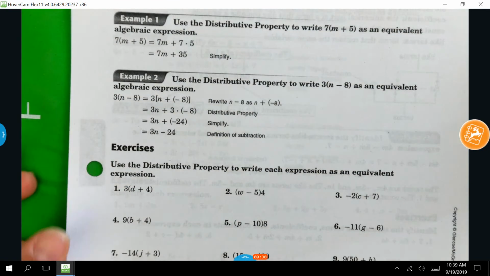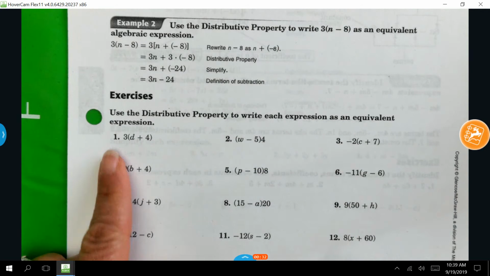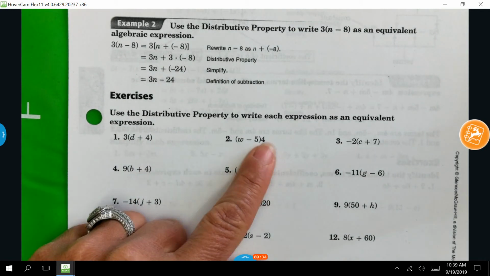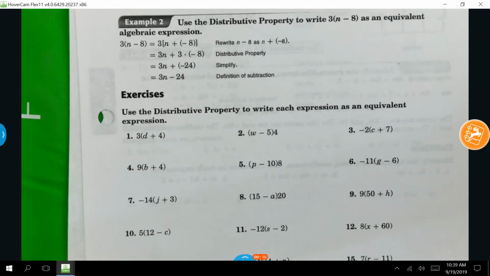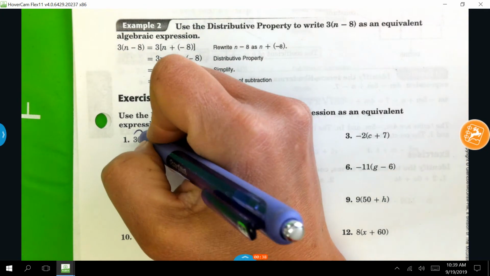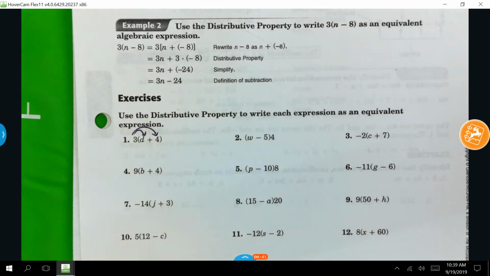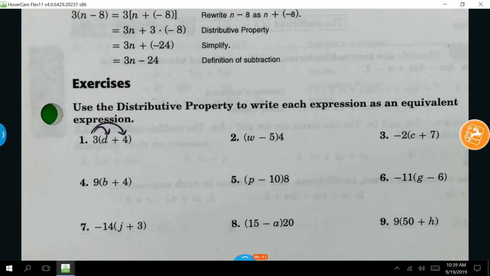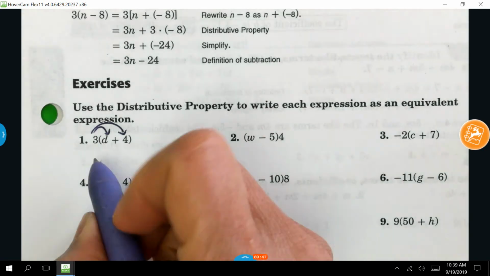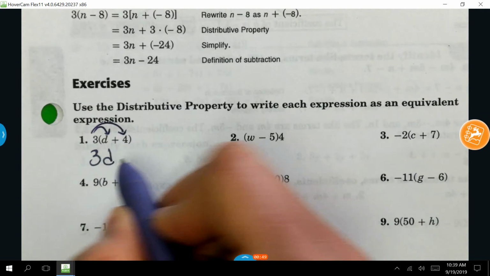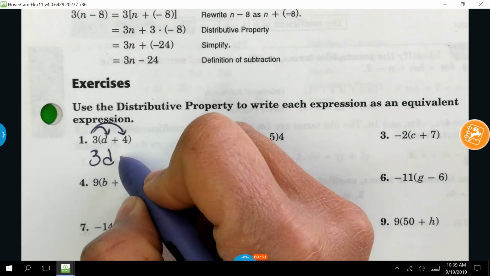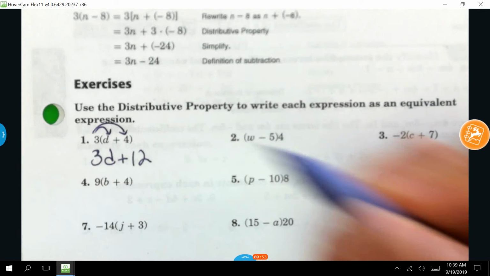This is where you take whatever is on the outside of the parentheses and multiply it by everything on the inside. You're distributing it. And teachers everywhere love to draw the arrows because that way you don't leave out anything inside the parentheses. So we have 3 times D is 3D, and 3 times 4 is plus 12.